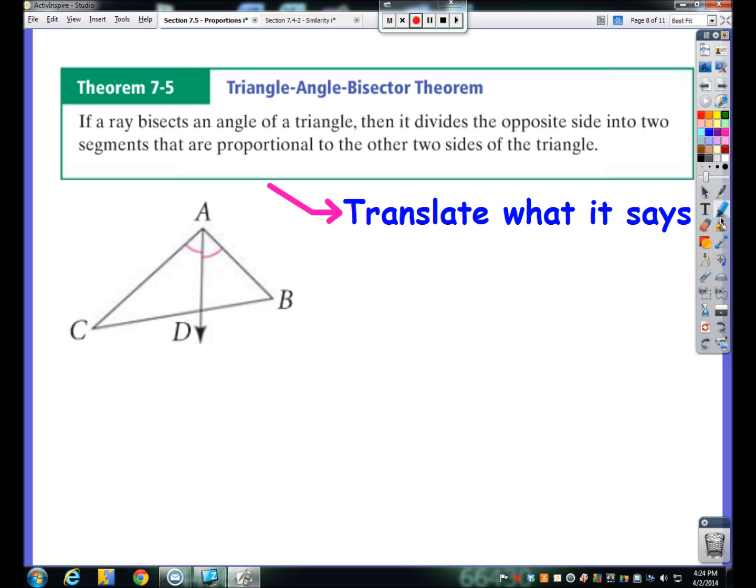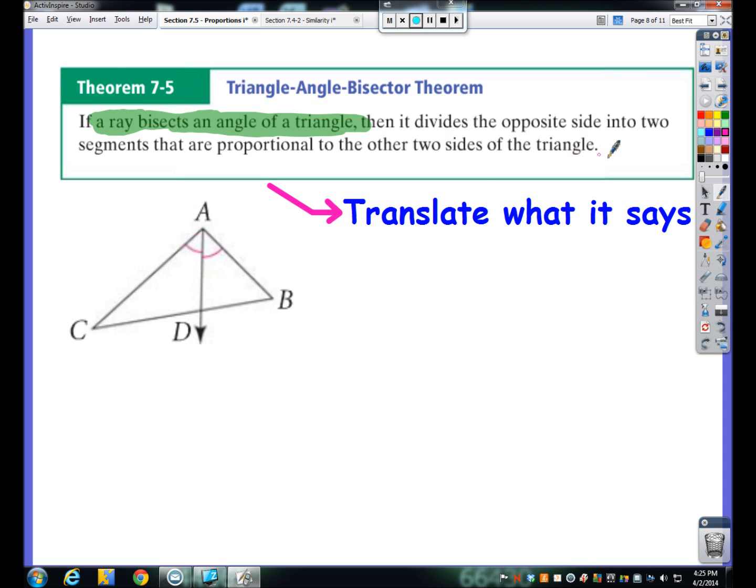Number one, if a ray bisects an angle of a triangle, here is our ray, AD, and notice it is bisecting angle A. Notice the two congruent segments there. So CAD is congruent to BAD. So here's our ray bisecting our whole angle. Okay, part one done. Now what?